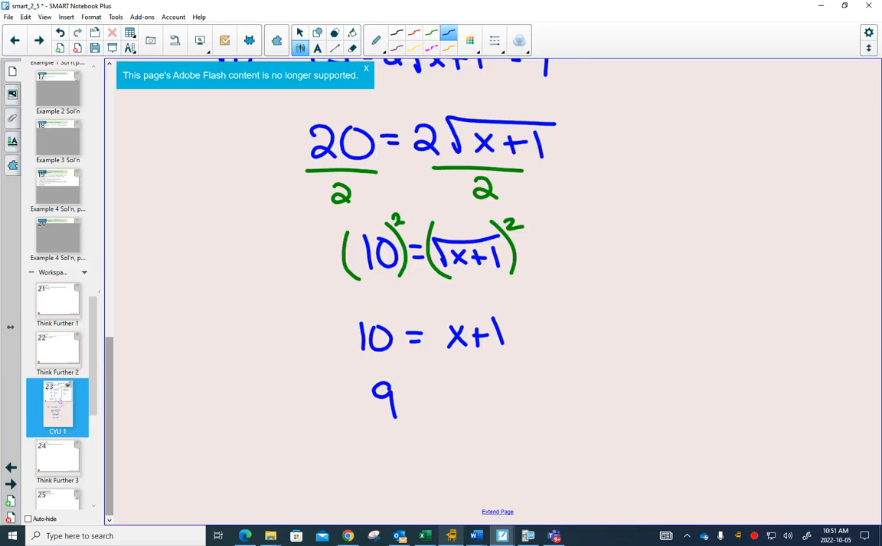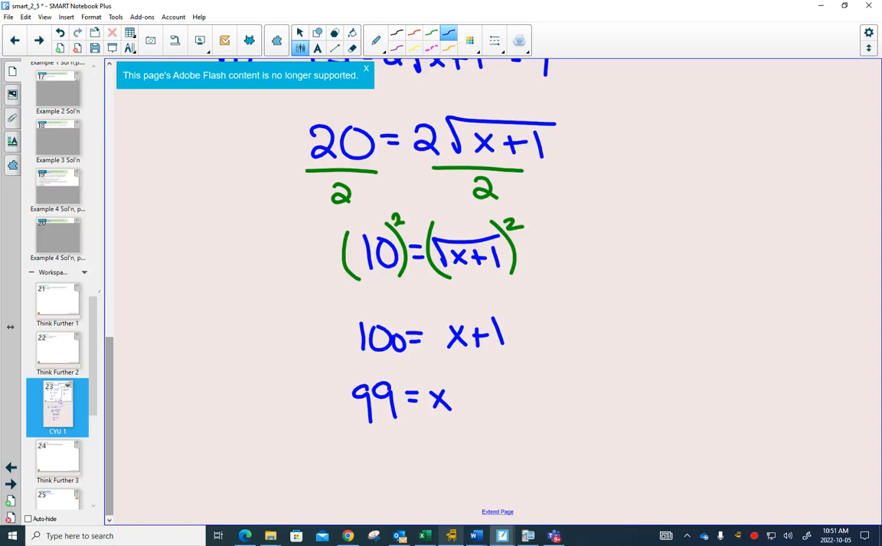Subtract 1 on both sides, and I get, 10 squared is 100. Thank you. Look at that. Subtract 1 on both sides, and we get x is equal to 99.